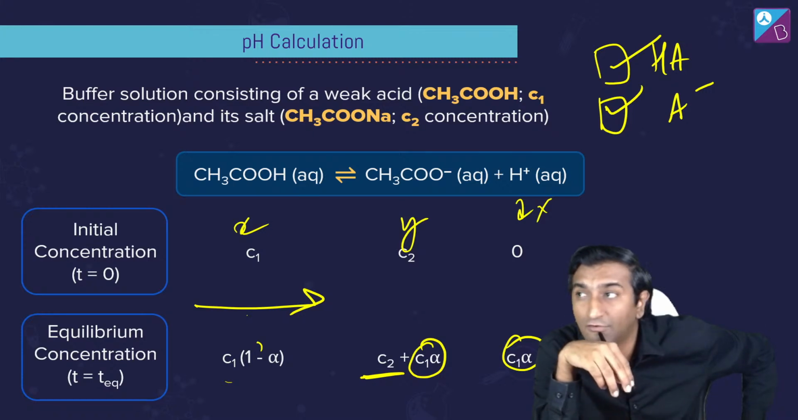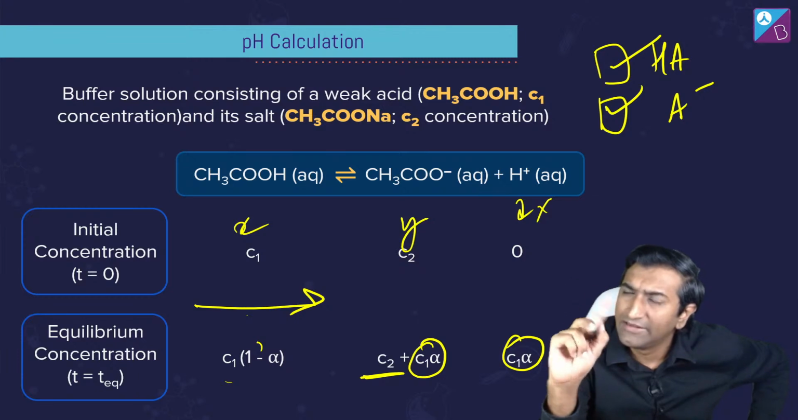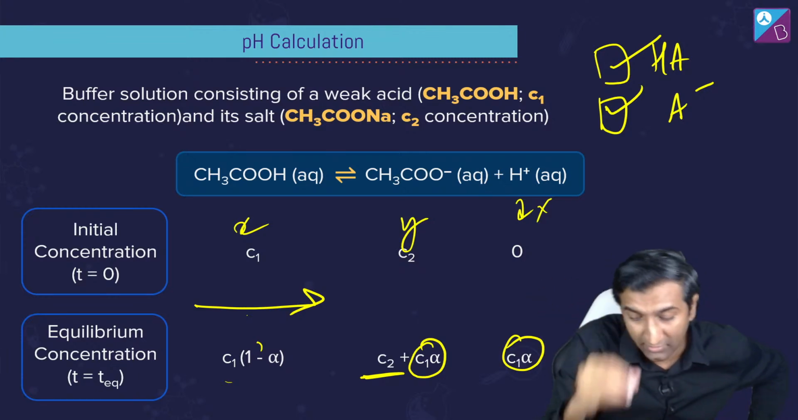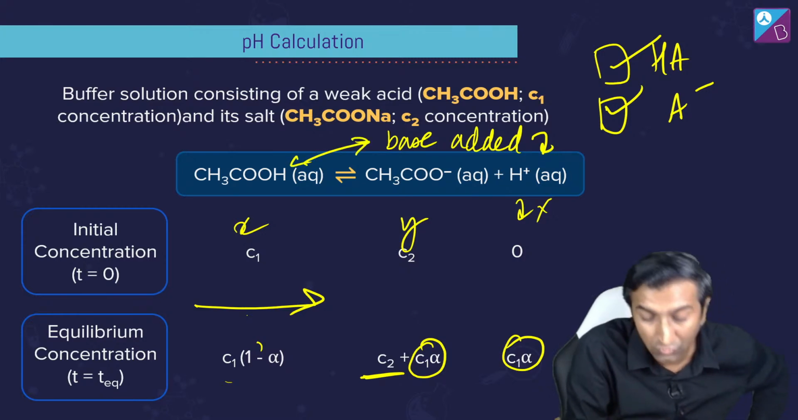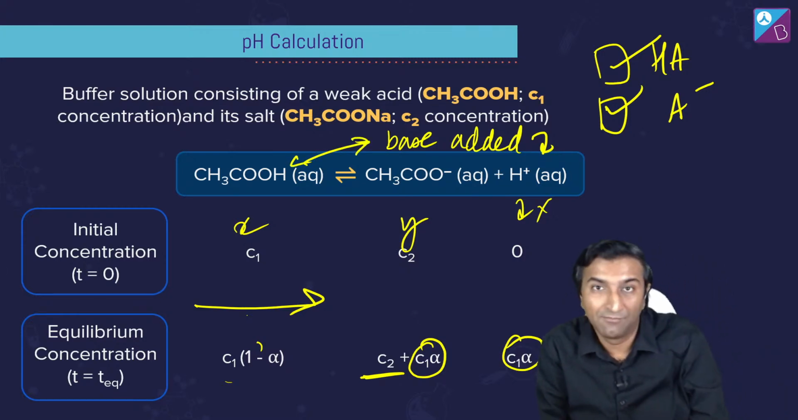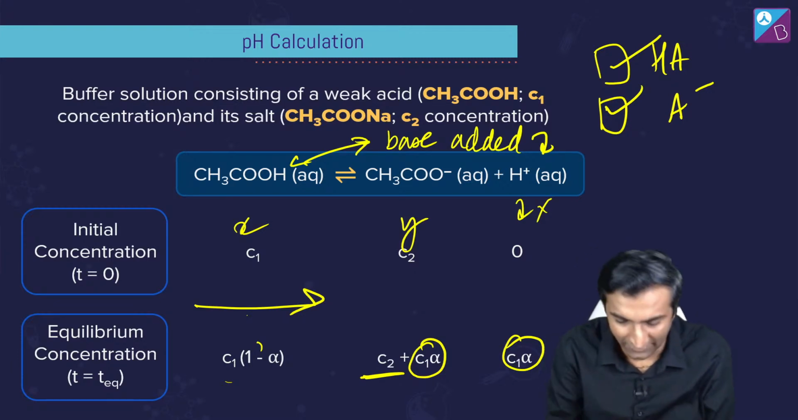If I add a strong acid or a strong base to this buffer, I have a feeling that if you add an acid, then the acid will react with A minus and go backward. So maybe I'm adding a base to this buffer. If I add a base, then this reaction will go forward. Why? Because the base will react with this and produce this salt. Okay?